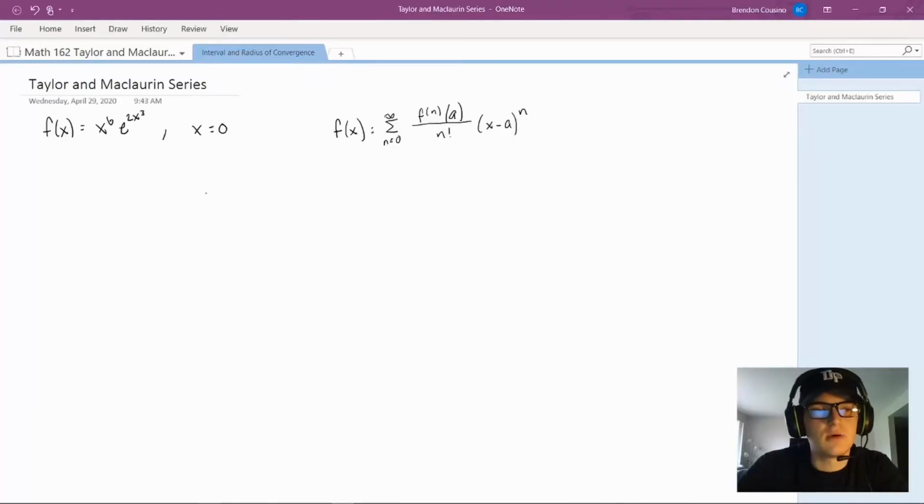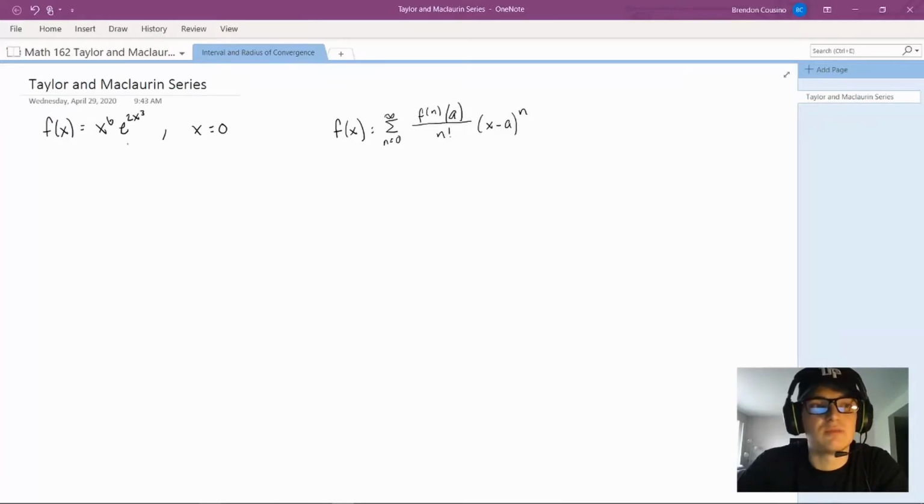All right, so let's go ahead. What we want to do is find the interval and radius of convergence of this Taylor series here. That is f of x is equal to x to the 6th e to the 2x cubed, and it's about the point x is equal to 0. Since it's about the point x equals 0, this is actually a Maclaurin series. But we want to find the interval and radius of convergence of this. This function looks pretty complicated, so we first need to find the series representation of this function.